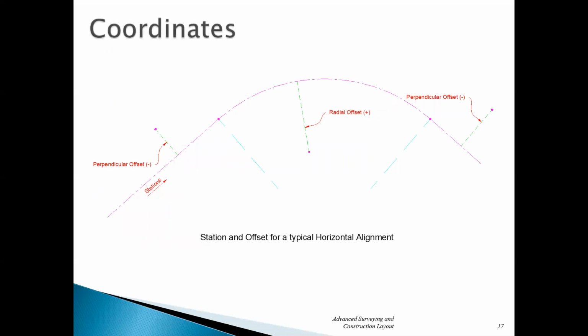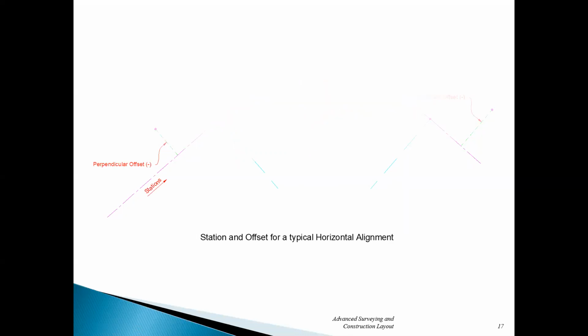All right, so this is a diagram showing you what I just showed you on the whiteboard. So hopefully this will help explain it. What it's showing you is your stations are running along from the start down in the lower left corner and working towards the upper right. Stations are increasing in that direction. The point there has a perpendicular offset of negative because it's left. When we hit this curve, we have a radial offset of positive and a perpendicular like that. So you can see this system bends. It's not like a straight grid. I mean, there are good things about it and bad things about it. You just have to get used to it because that's the way highways do everything.